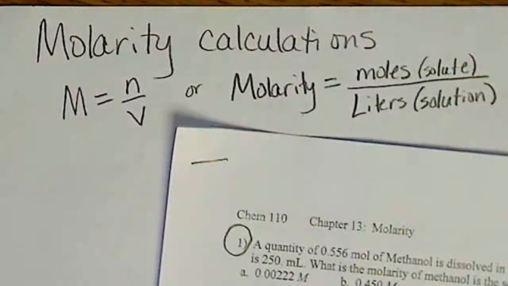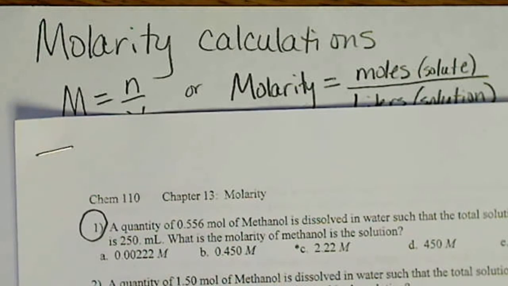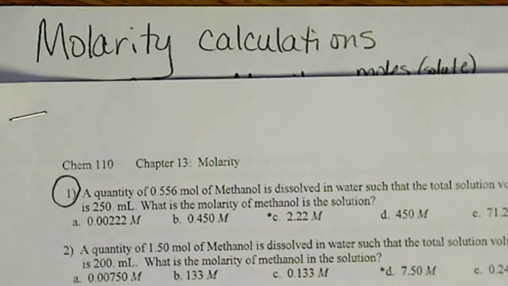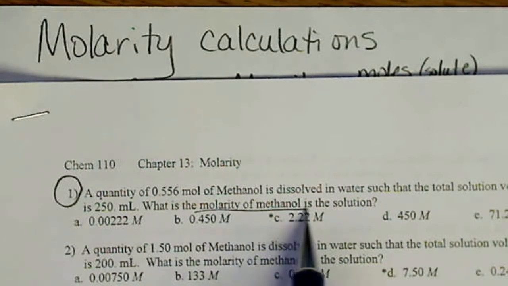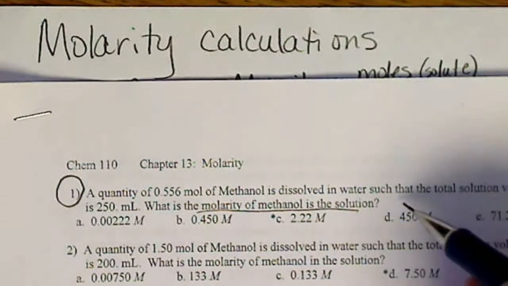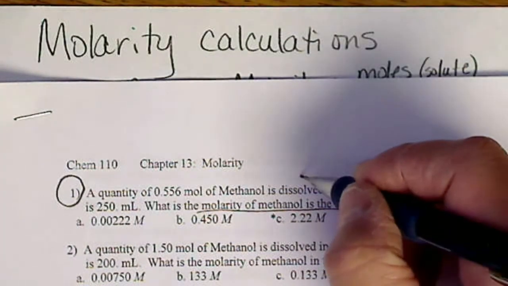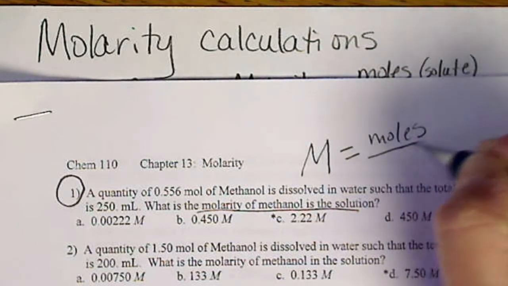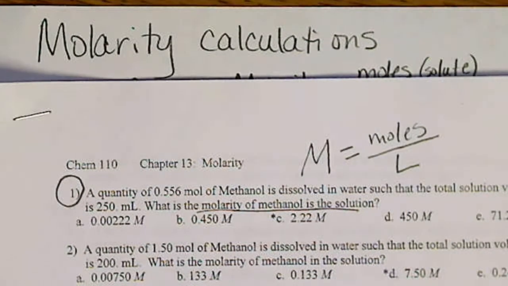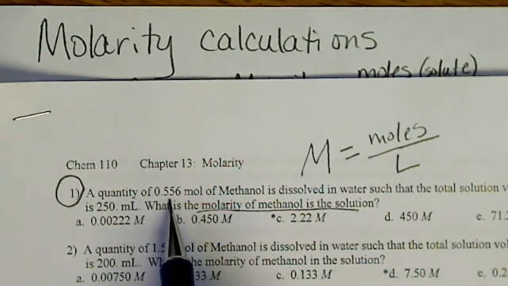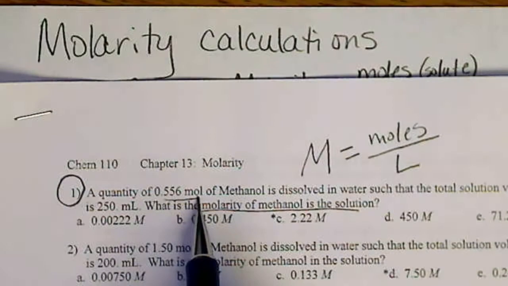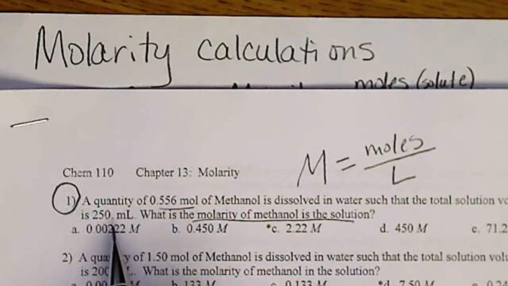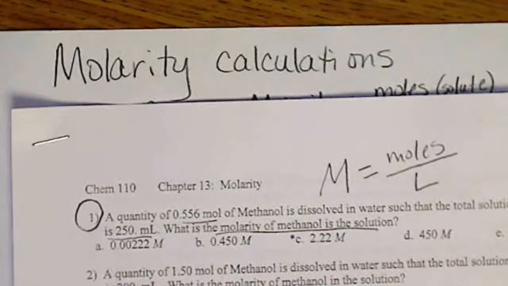And the examples I'm going to use are from the practice worksheets that are on the S drive or on Angel. So I'm going to work number 1, and here we are asked to find the molarity of a solution. So if we're trying to find the molarity, that means we need capital M. So that means we need moles in the numerator and liters in the denominator. So this problem gives us the moles, 0.566 moles, and it gave us the solution volume as 250 milliliters.